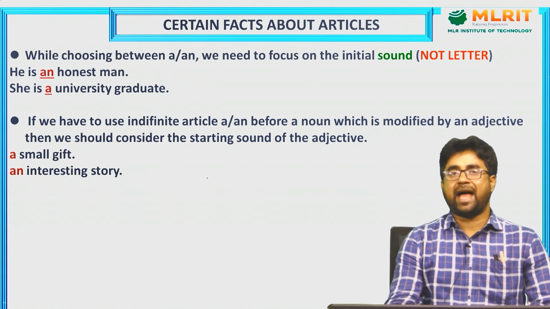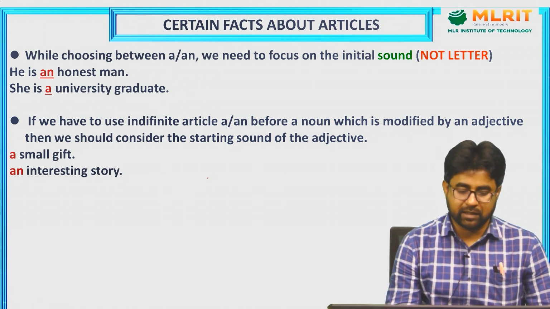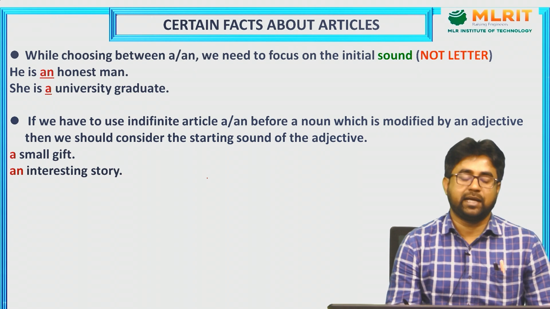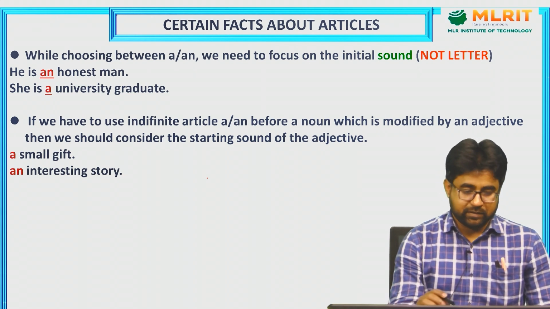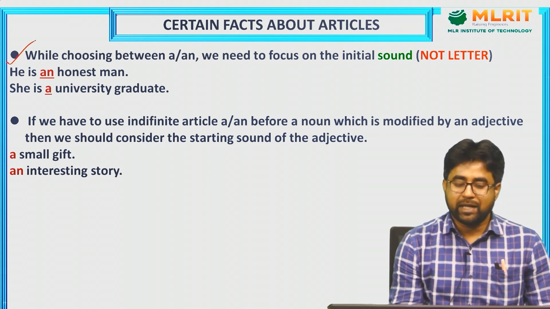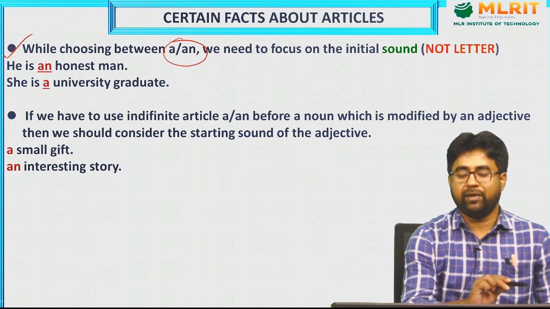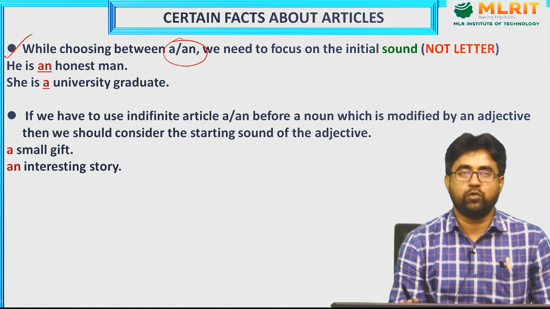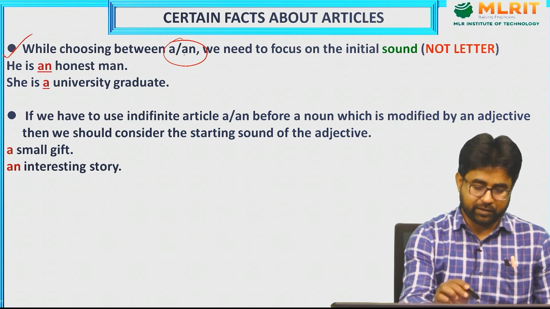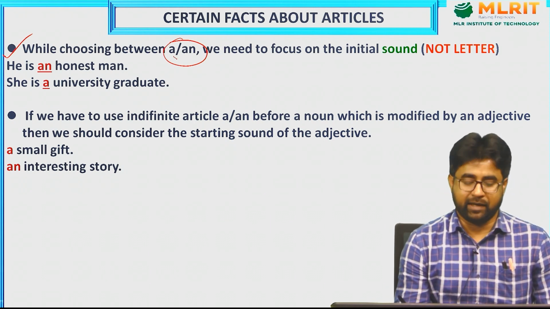So, certain facts about articles. Now this is very important, and there are certain basic facts that we should all keep in mind while dealing with articles. The first one is about choosing between a or an, the indefinite articles. There are two indefinite articles, a or an. Basically they are one.